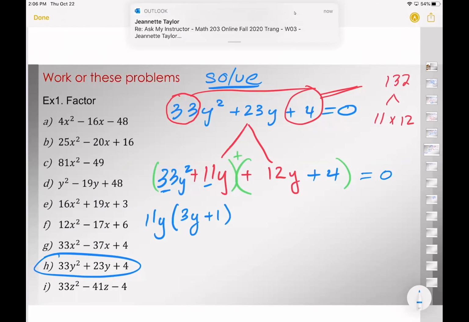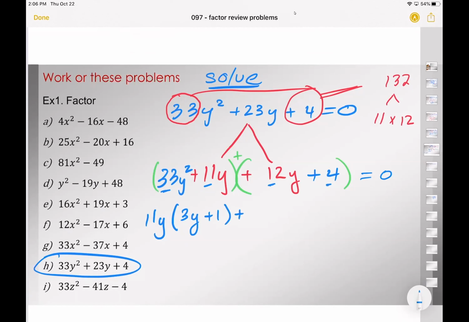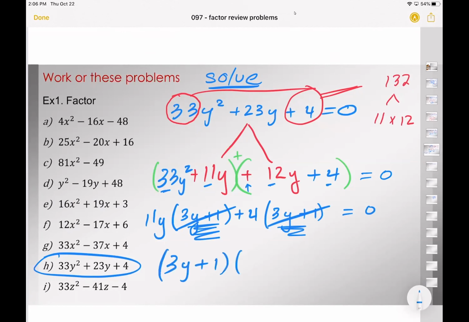And similarly, in this 12 and 4, because I include a positive, I need to take it out: a positive 4 going into 12 gives me 3y, and 4 going into 4 gives me 1. And again, this is what we want. The item in my parentheses is the same, which is 3y plus 1. I bring it to the outside. And the leftover, what is the leftover? The leftover is 11y plus 4. And this, ladies and gentlemen, is our factor.